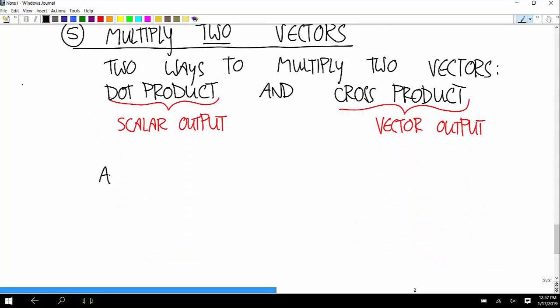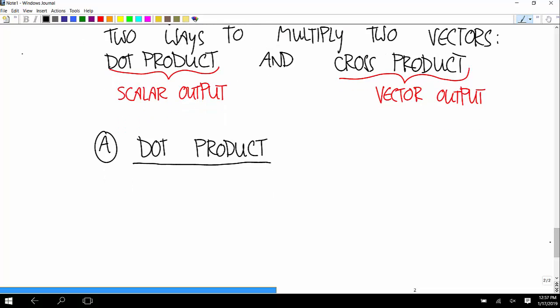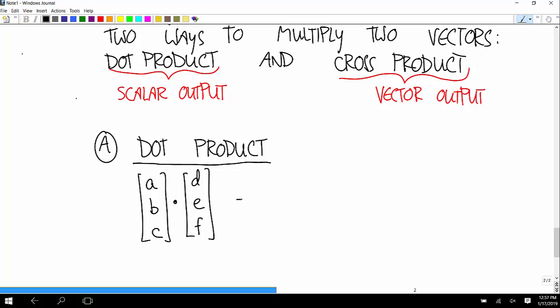Okay, so first dot product. So let's say that we are multiplying, so we're taking the dot product between a vector A, B, C and a vector D, E, F. The result of that is going to be A times D plus B times E plus C times F. So notice that's just a number plus a number plus a number, so that output is a scalar.